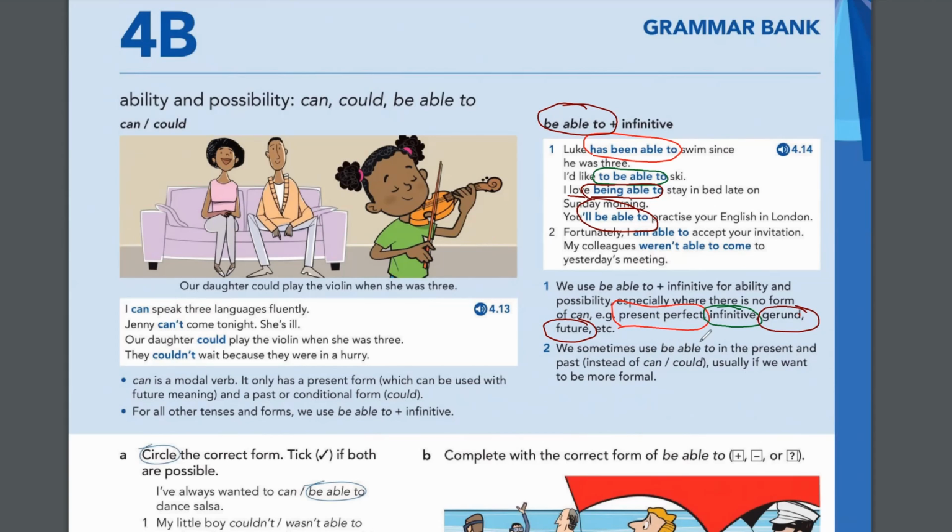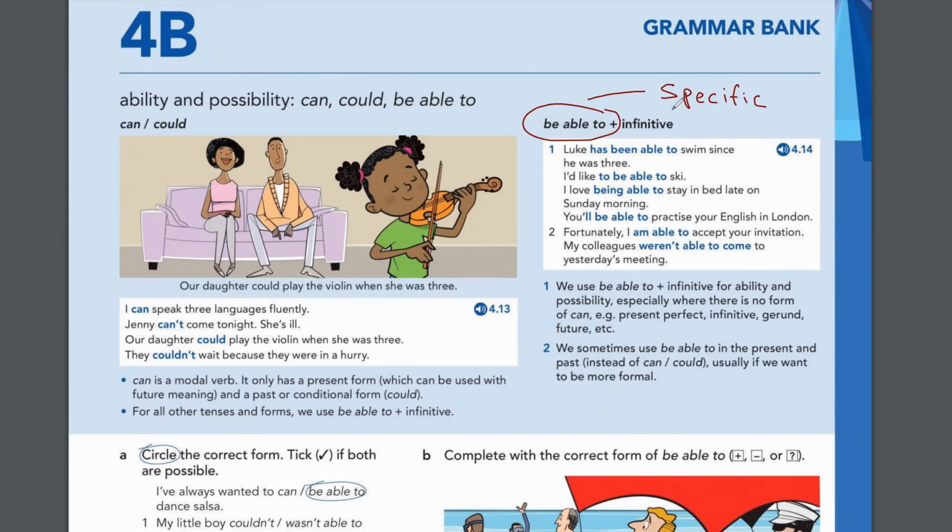We can also use be able to in the present instead of can and could when we want to sound more formal. And there's another feature of be able to, which is in level 5. When we want to be more specific, if I want to talk about specific situations, then I use be able to rather than can and could. Can and could are for general situations.